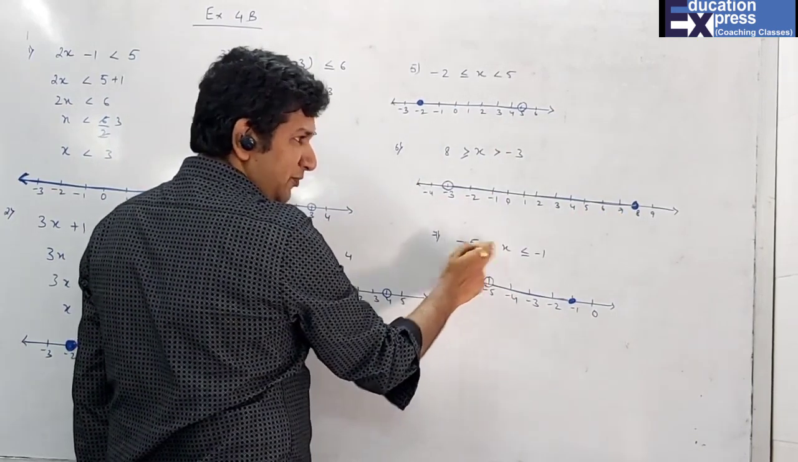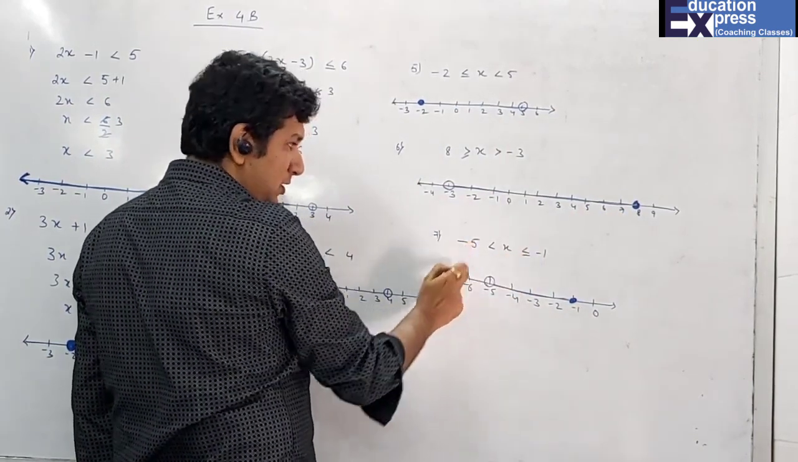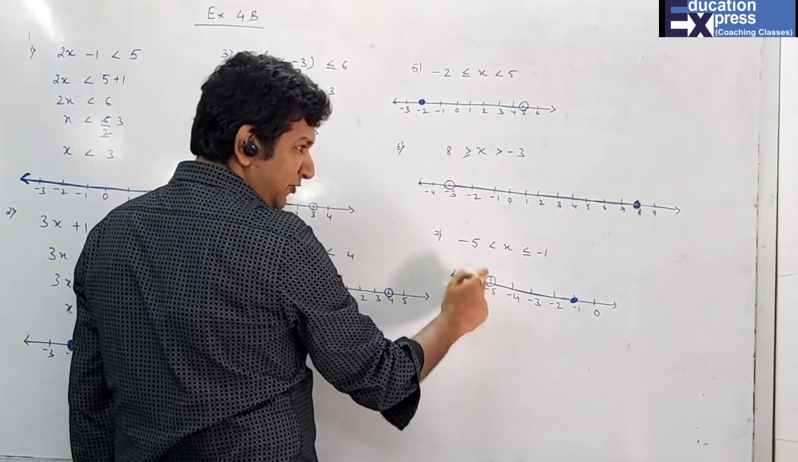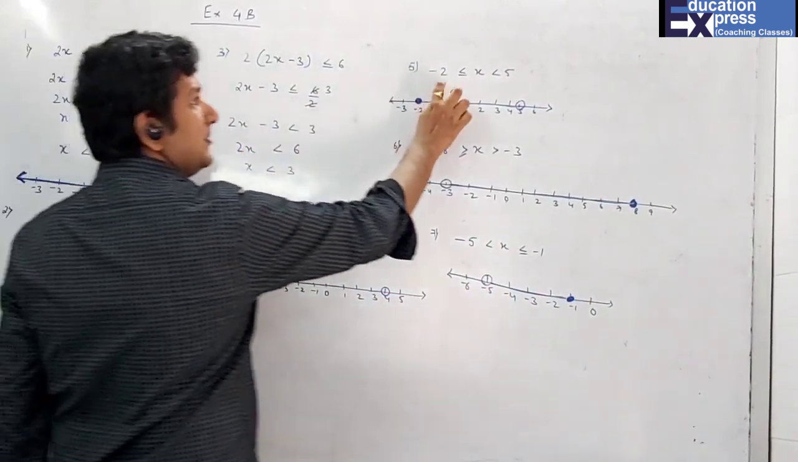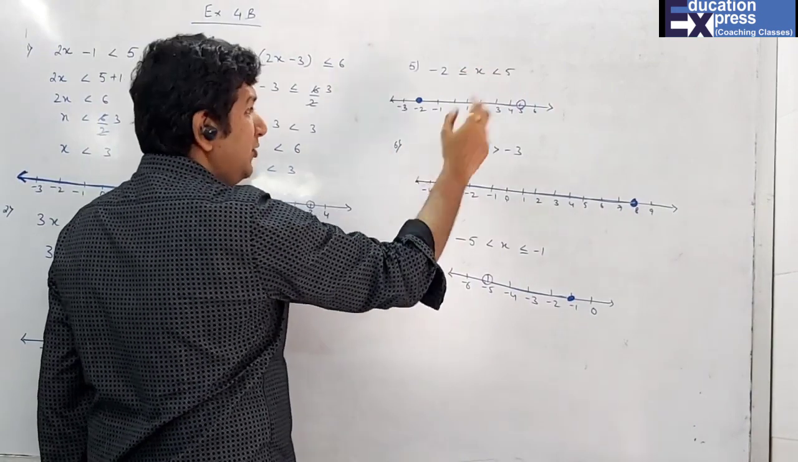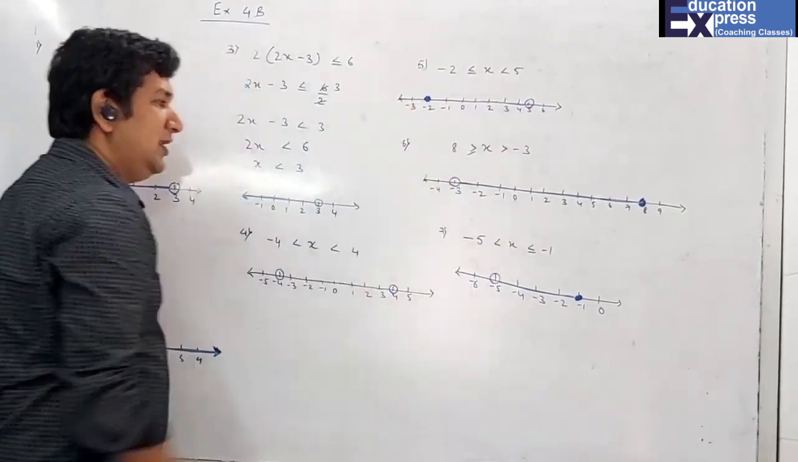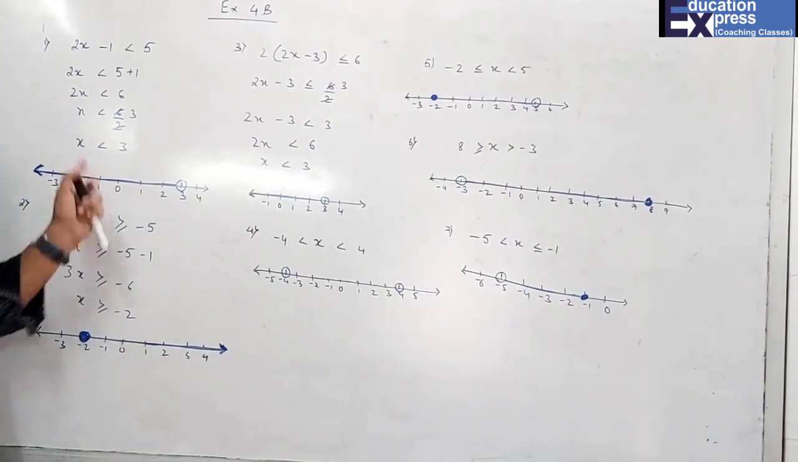Again minus 5, minus 1: minus 5 is smaller, so that is on the left hand side, and minus 1 on the right hand side. So the bigger number is always on the right hand side. Out of the two numbers, whichever is bigger will come on the right hand side and the smaller will come on the left hand side. So this is how we have represented it on the number line.